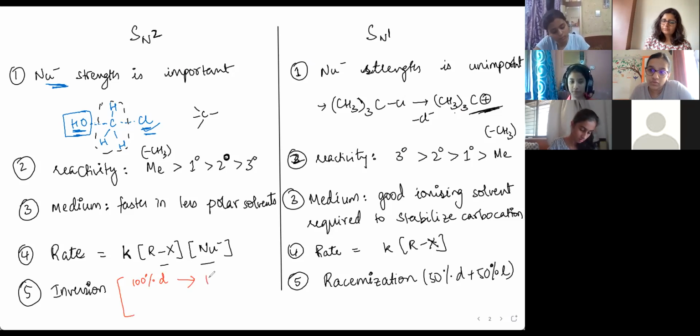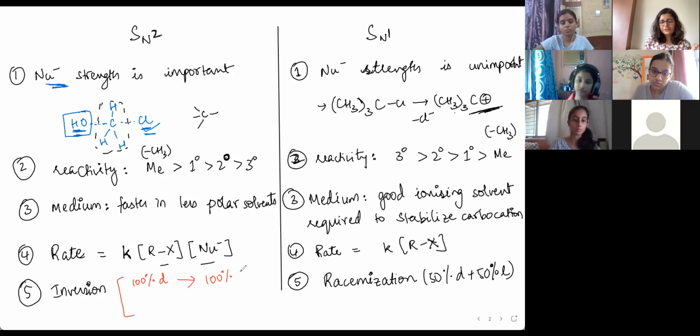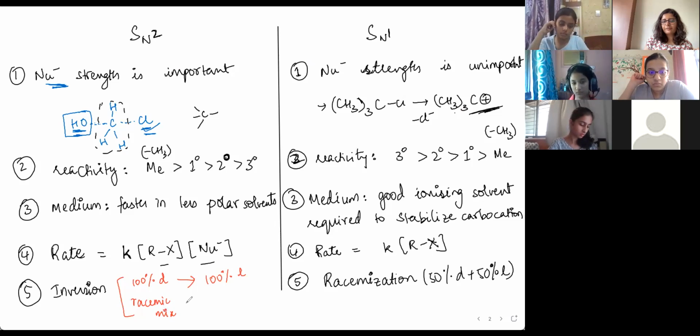100% levo. All the dextro will become levo. But if I start off with a racemic mixture, like 50% dextro, 50% levo, after the reaction what will I get?